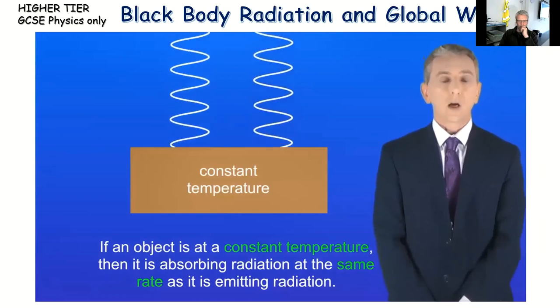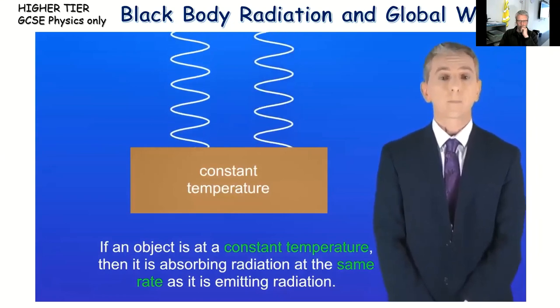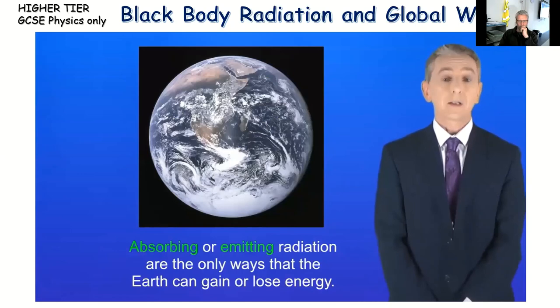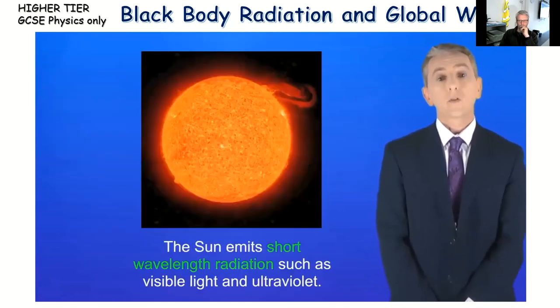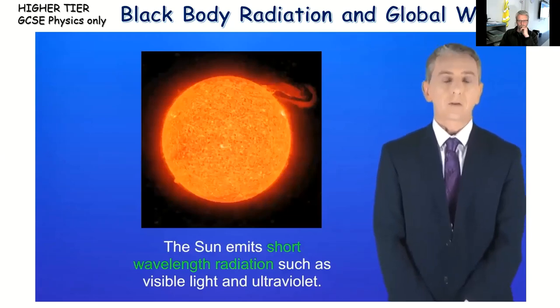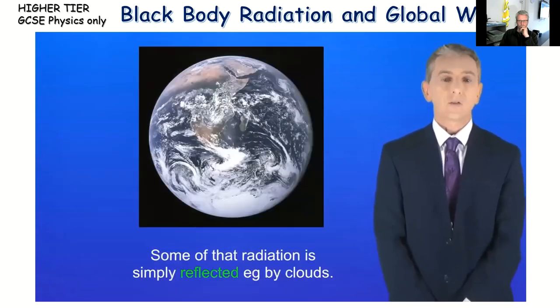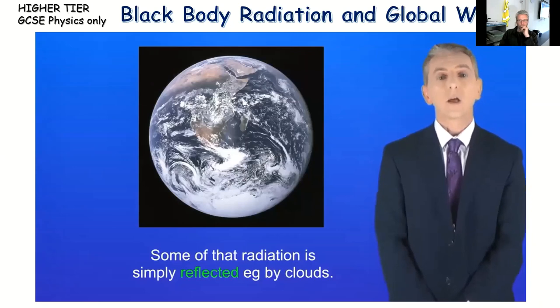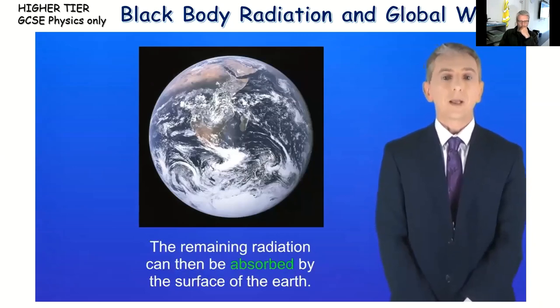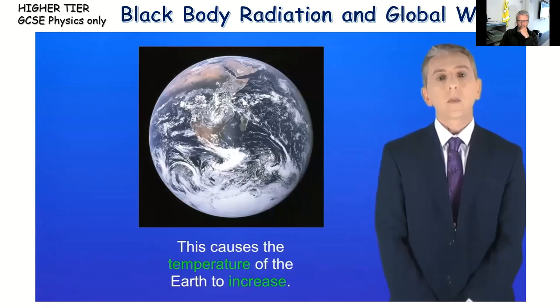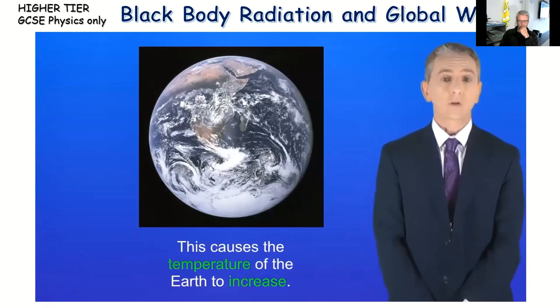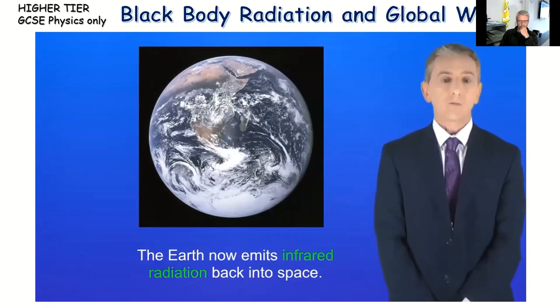Okay, we're going to finish now by looking at how radiation affects the temperature of the Earth. Remember that absorbing or emitting radiation are the only ways that the Earth can gain or lose energy. The Sun emits short wavelength radiation, such as visible light and ultraviolet. This radiation travels to the Earth. Some of that radiation is simply reflected, for example, by clouds. The remaining radiation can then be absorbed by the surface of the Earth. This causes the temperature of the Earth to increase, and the Earth now emits infrared radiation back into space.